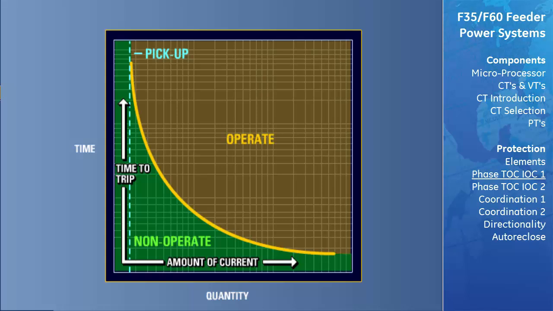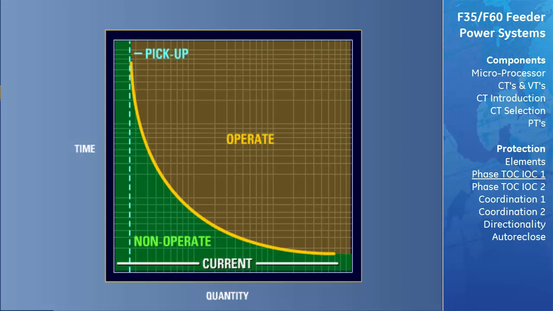The x-axis is in multiples of the pickup. In feeder applications, a very common requirement is to remove a component if the amount of current flowing into the component exceeds certain levels over certain amounts of time. The time and instantaneous overcurrent elements provide this protective functionality. Let's take a closer look at their operation.